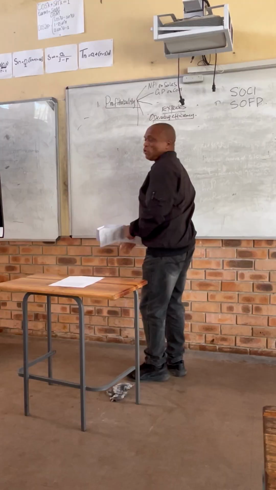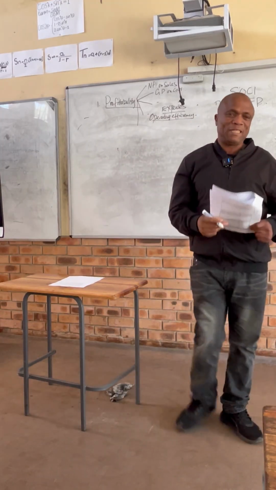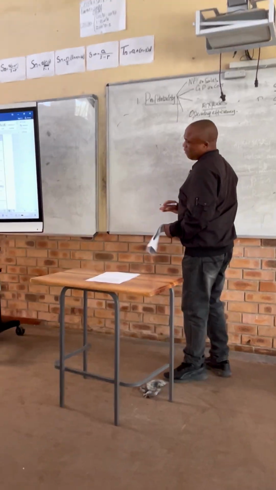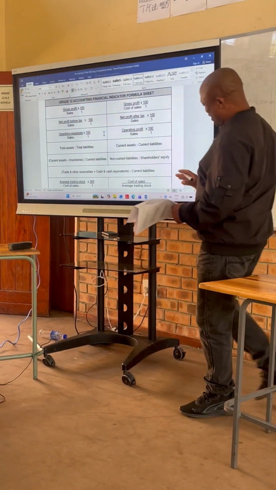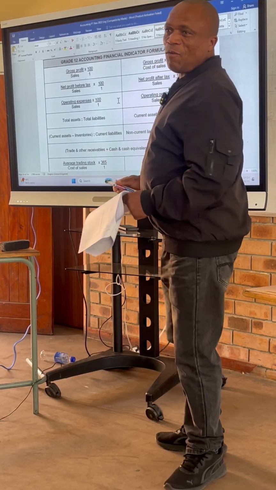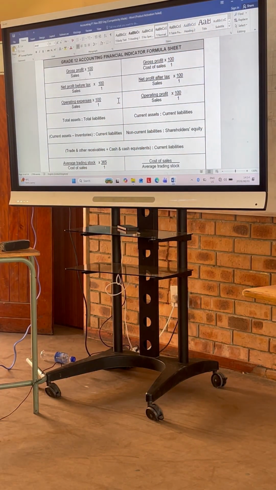So what are we going to do? We go to our formula sheet. I always teach with the formula sheet on hand. So if we look at our formula sheet, the first part, you come here. What did I write here? I wrote what?